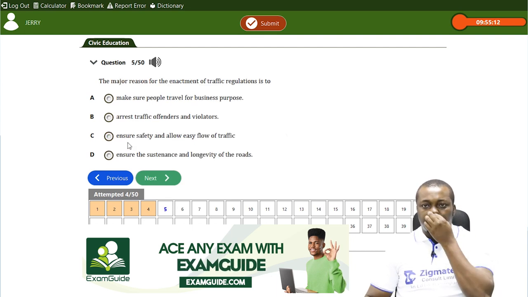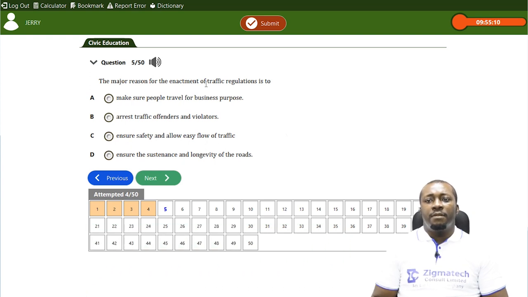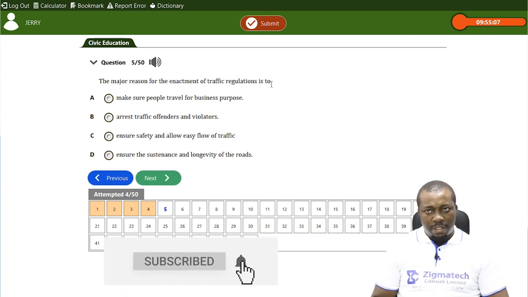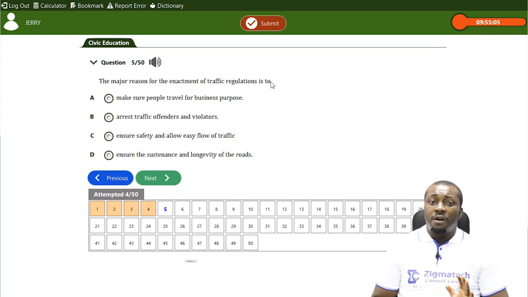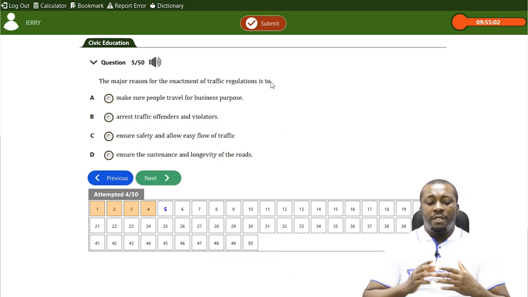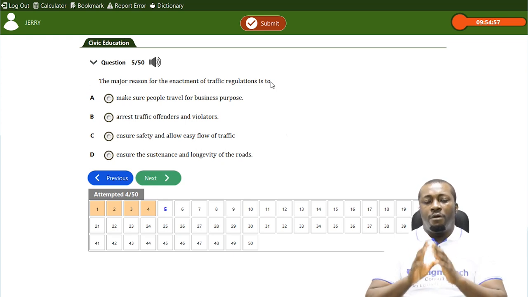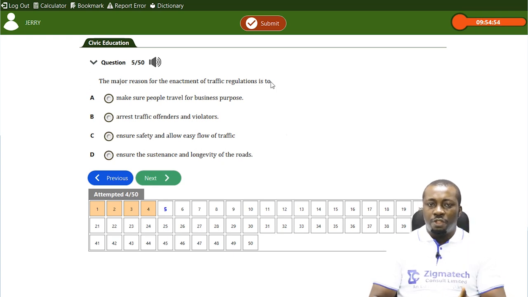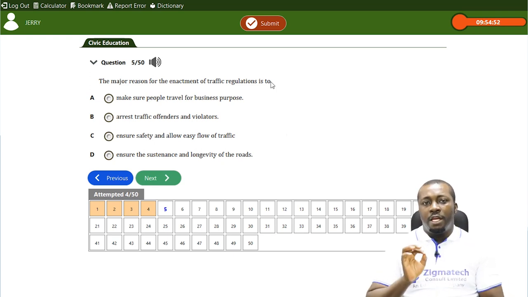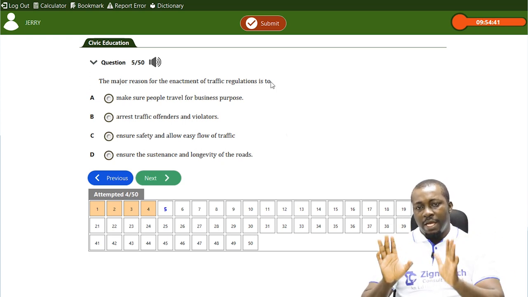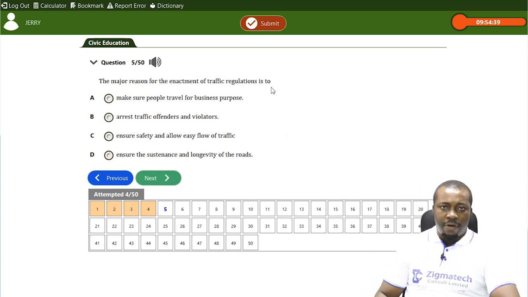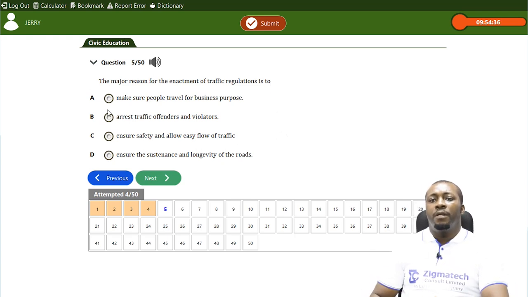Now, this question, the major reason for the enactment of traffic regulations is to. Now, the definition of traffic regulation says that those are rules and guidelines set up by the government for road users to ensure safety on the road and the smooth flow of traffic. Now, this definition gives the two major reasons, safety on the road and the smooth flow of traffic on the road.